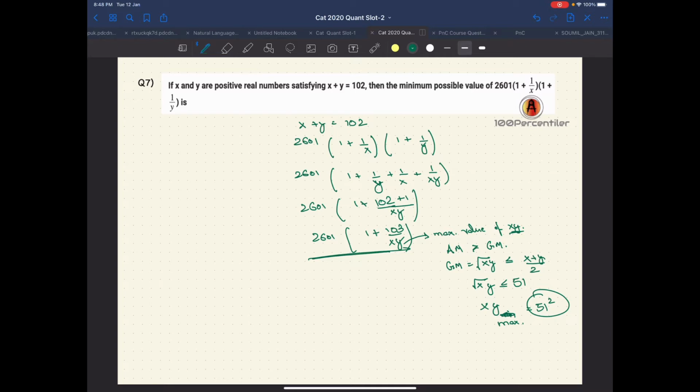So we can simply put that here, this is actually equal to 51 square. Therefore we'll be left with 2601 plus 103 and 2704. This is the required minimum value of the given expression.